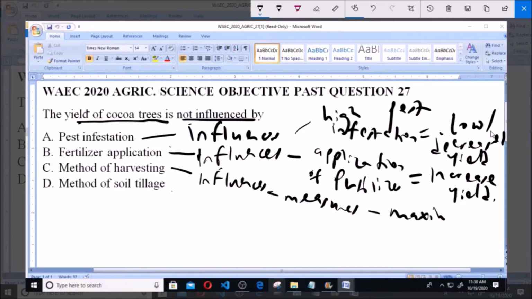And then lastly, option D says method of soil tillage. Now method of soil tillage does not directly influence the yield of cocoa trees. So option D is the correct answer to this question.